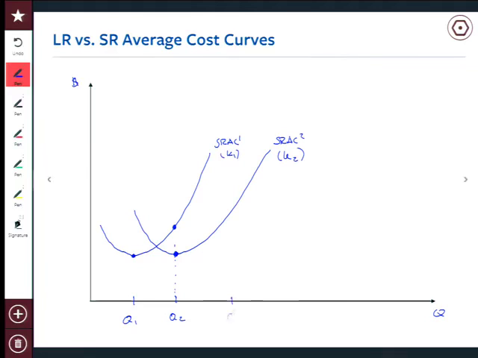What about Q3? Well, we could produce this with the wrong level of capital, or we could use the right level of capital and use short run average cost 3 with K3 units of capital and produce at this level. I want to get this straight here because there's an intuition check in a second. Q4, I'm only going to do two more.